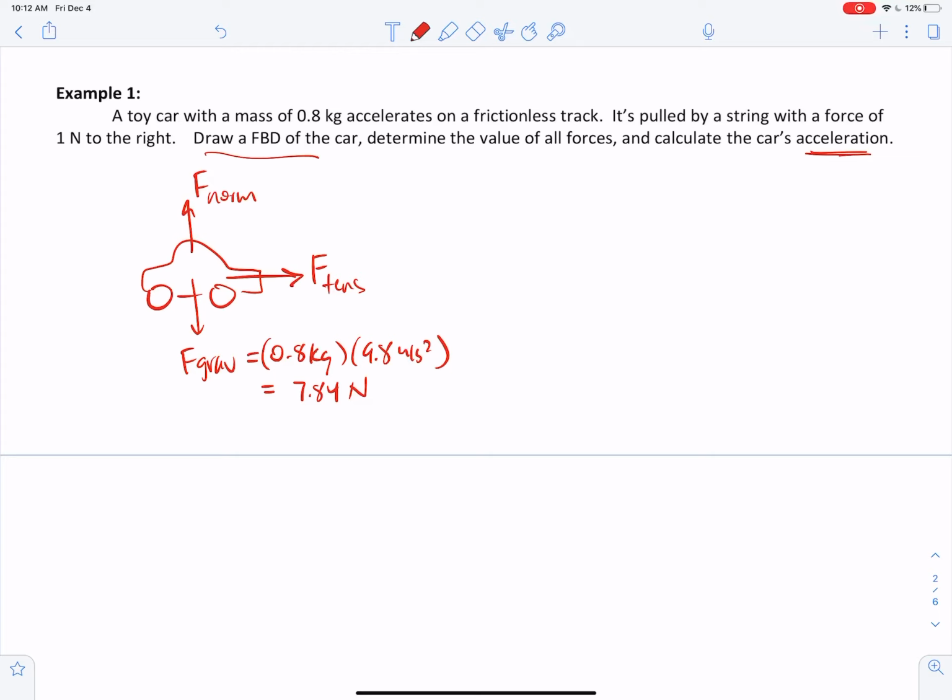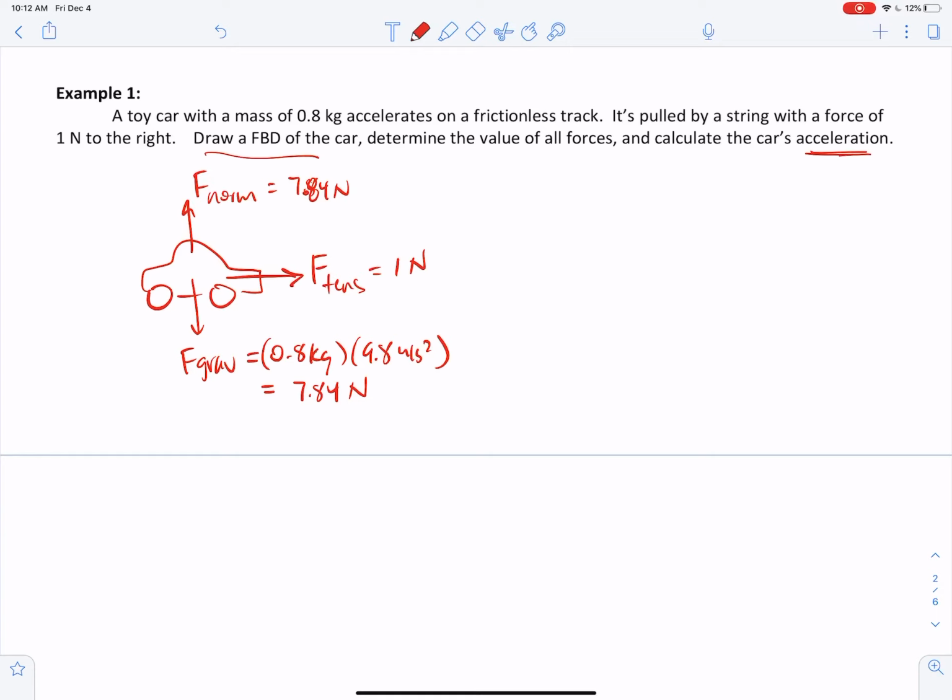Well, it stands to reason that the normal force will be the same because the car is on this level track. We can assume it's not rising or falling and that the forces will be vertically balanced. Okay? And then we're told that this force of tension is 1 Newton here in the problem. All right, I have now determined the value of all forces. Now it's time to get the acceleration.